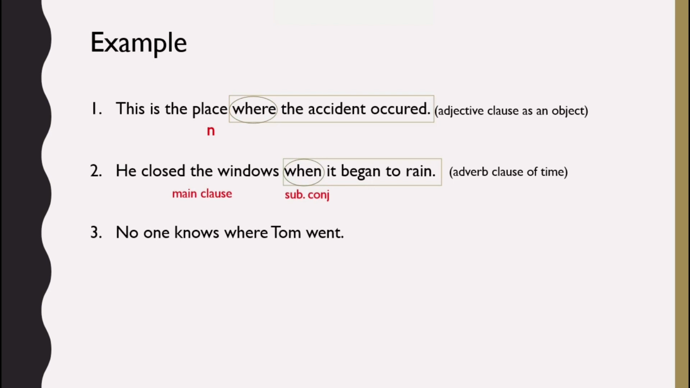Lastly, number 3. No one knows where Tom went. The trigger word here is where. So, where Tom went is the clause. This clause comes after the verb knows. So, this is a noun clause as an object.